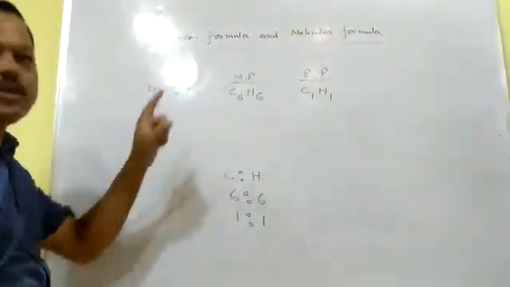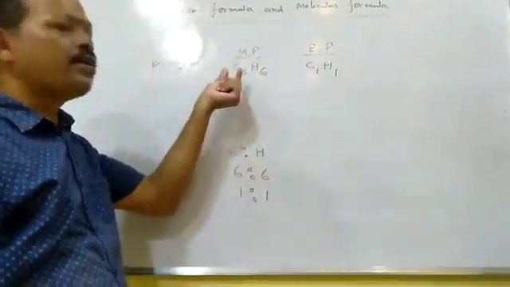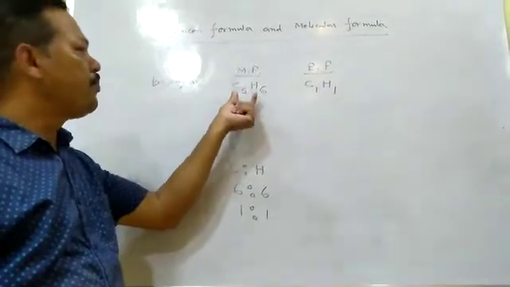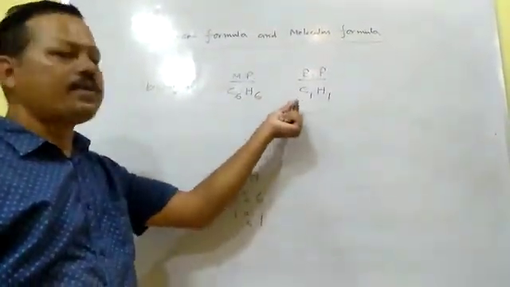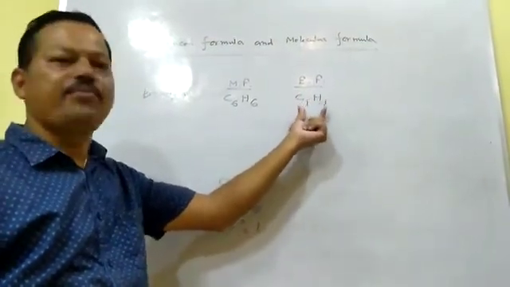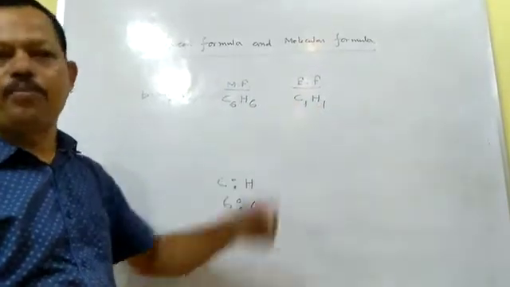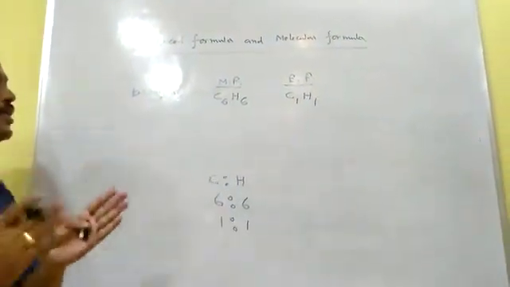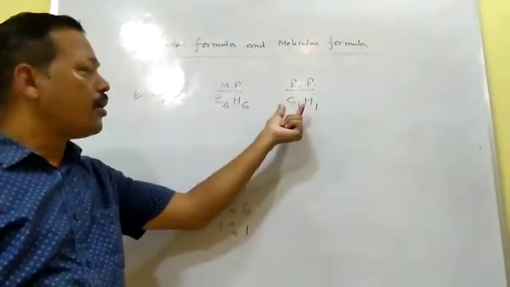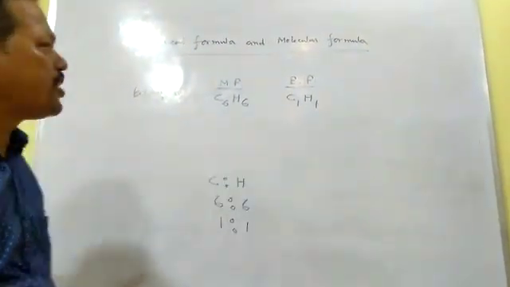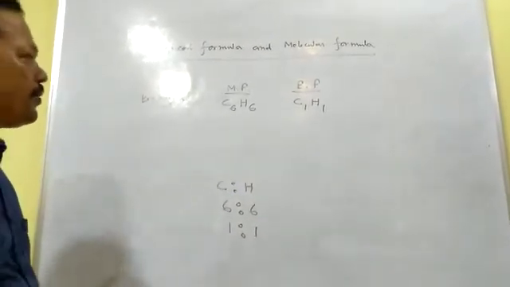So have you got it? What is molecular formula and empirical formula? Molecular formula gives the actual number of atoms present in a molecule of a compound. But empirical formula gives simply the ratio of different atoms in a molecule of a compound. So molecular formula gives the actual number of atoms and empirical formula gives the simple ratio of the atoms. This is the difference between molecular formula and empirical formula.